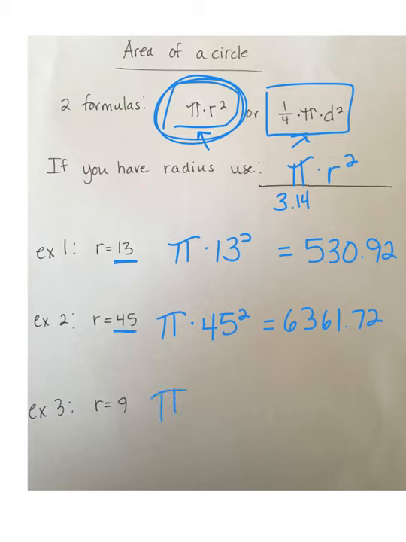So it's pi times your radius, which is 9 squared. Pi times 9 squared is 254.46. And that's how you do it if they give you radius. Half of them today will be radius problems and half of them will be diameter problems.